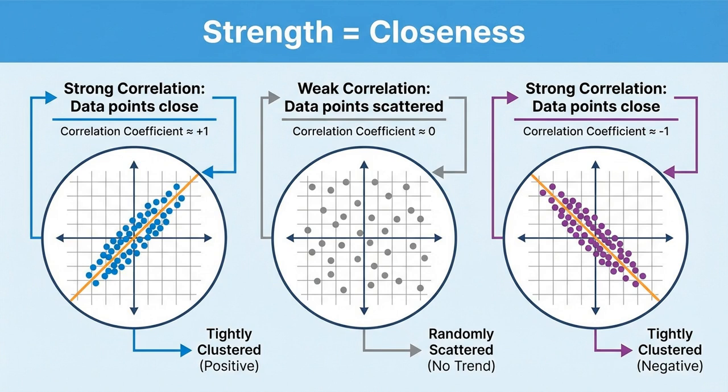The sign, positive or negative, indicates the direction of the correlation. The magnitude, or absolute value, represents the strength. A correlation coefficient closer to +1 or -1 indicates a strong relationship, meaning the data points cluster closely around a line. Conversely, a coefficient closer to 0 signifies a weak relationship with the data points scattered more widely.